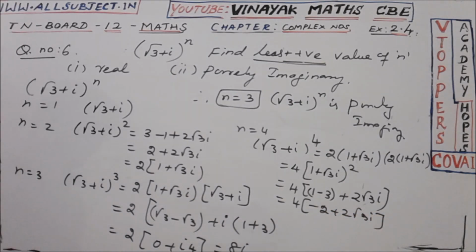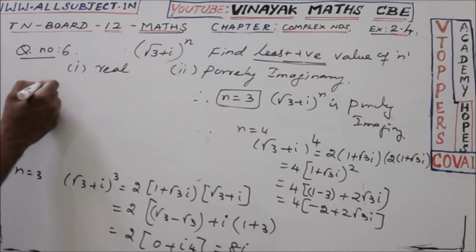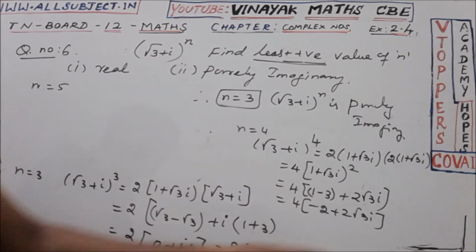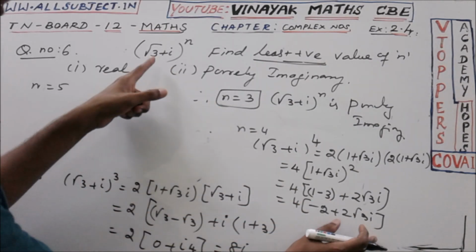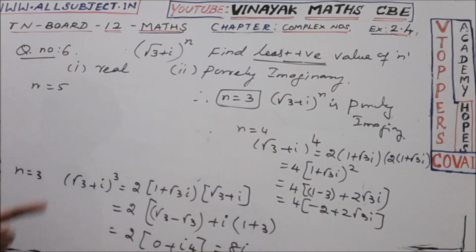So when we take the power 4, it again contains both real and imaginary part. When we substitute n equal to 5, we should multiply this by root 3 plus i. When we multiply again by root 3 plus i, we should have both a real part and the imaginary part in this case also. Now look at n equal to 3 value, 8i.